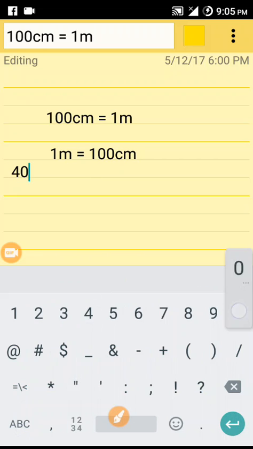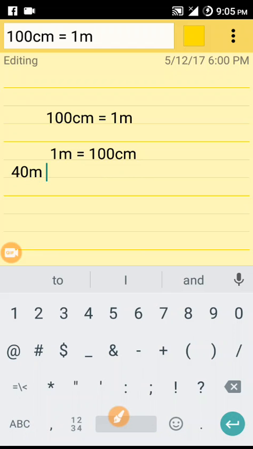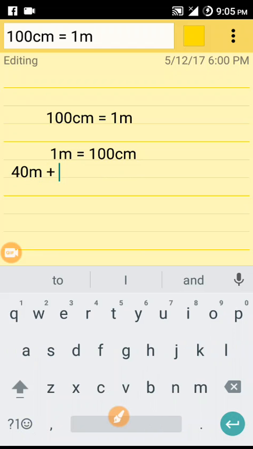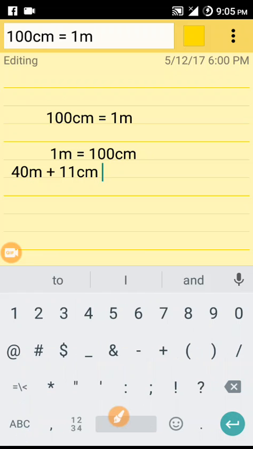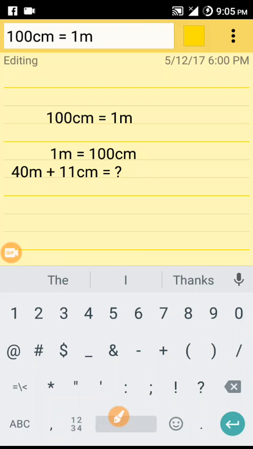And the first question says that 40 meters plus 11 centimeters equals, we don't know the answer there. They are asking us to add these two figures with different units. One is in meters, one is in centimeters.